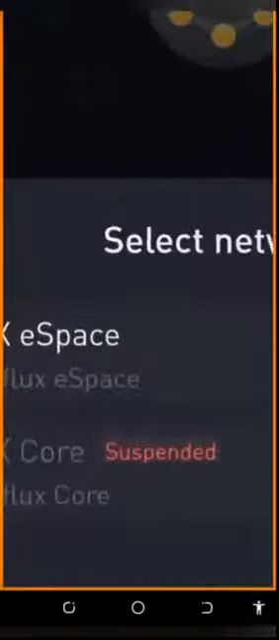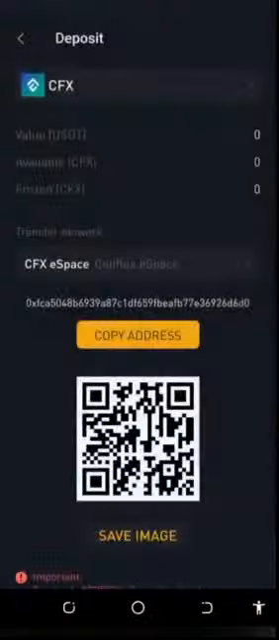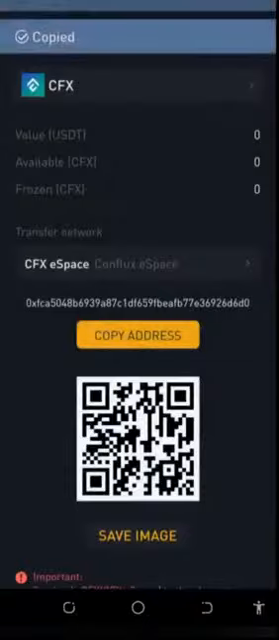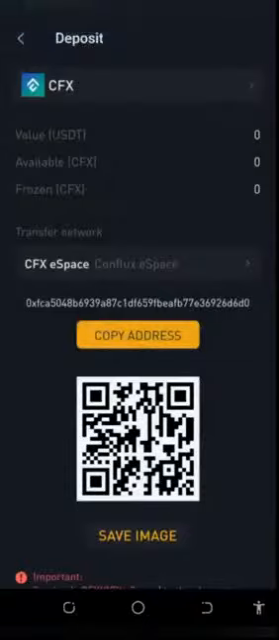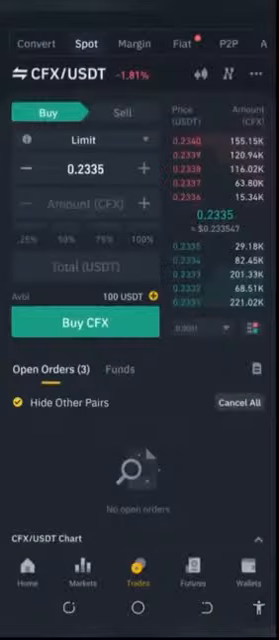Okay, what are we seeing here? We're seeing Conflux eSpace. We're seeing Conflux Core. Conflux Core is suspended while Conflux eSpace is available. Okay, so now let's check this out. I'm going to do a little test to be sure because I'm not even sure which one. Before I copy this address, let me go and check. What we saw here was Conflux eSpace, right?